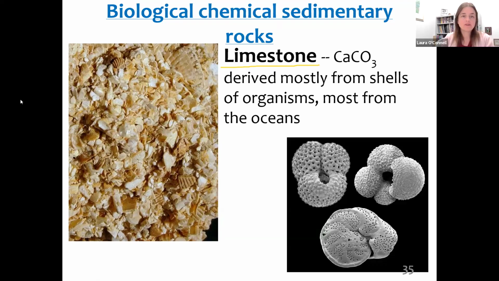Here are some weird examples of fossils. You can get these really tiny ones. This is under a microscope, called foraminifera. You can get a rock that's made of just pieces of shells. And so there's lots of different examples of limestones. So let's show you a couple others.